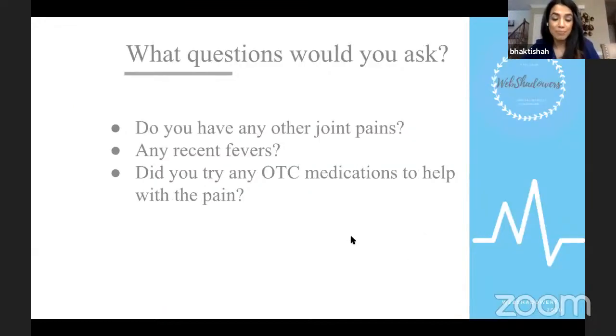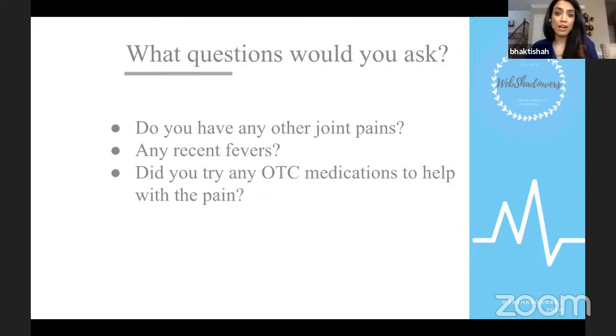What questions would you ask him? So, similar to what we asked the first one, you always want to be able to understand, are there any other joints that are bothering you? Do you have any fevers? Why do we ask about fevers? Because an infection of any type can also lead to joint pain and swelling. Many of you, if you've ever had the cold or the flu, one of the symptoms that you will feel is joint pain. So you want to know, have you had any fevers?